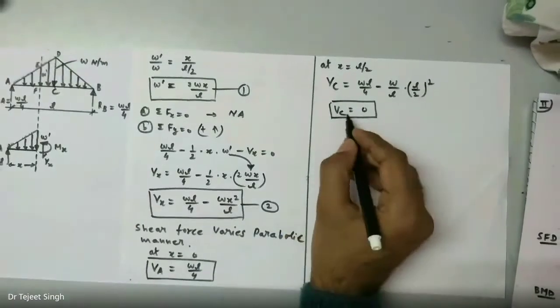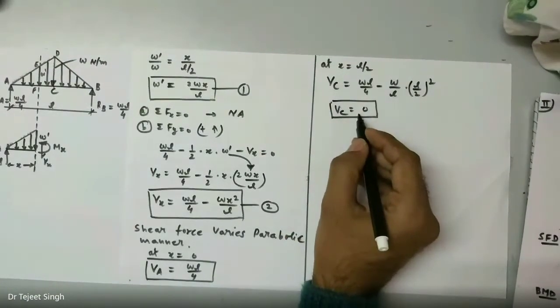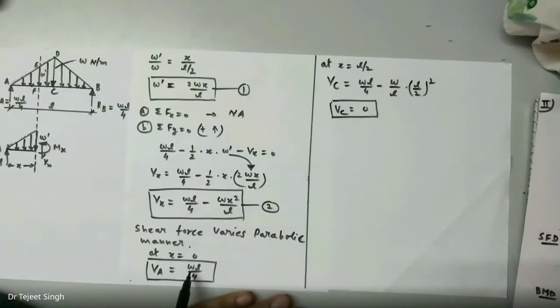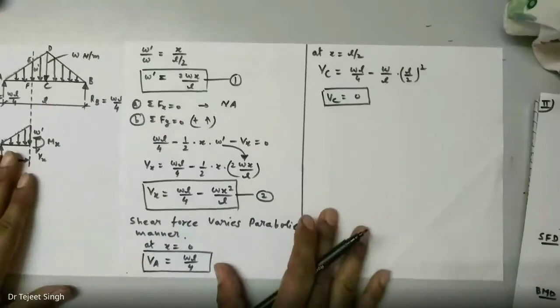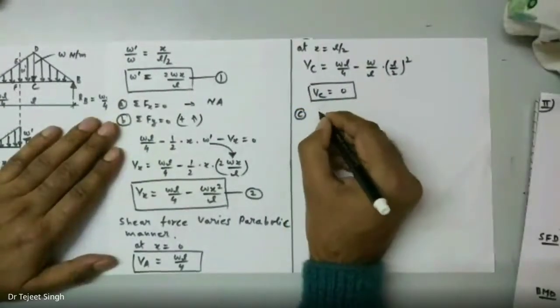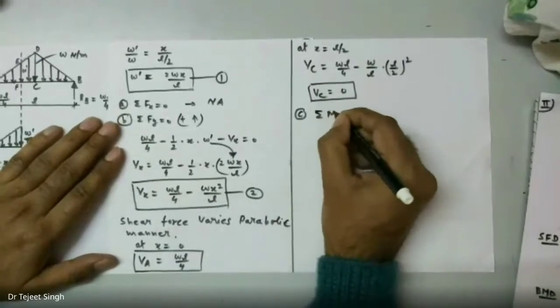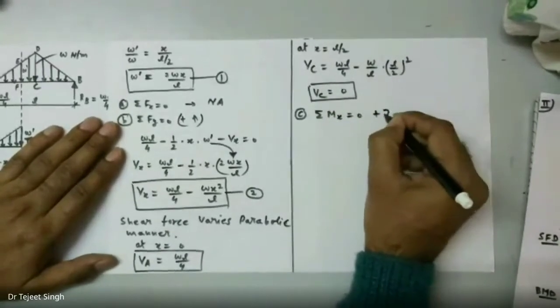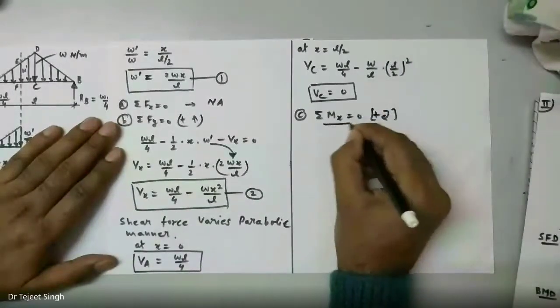So at the center the shear force will be 0, right? And at point A it is WL/4 and it will vary in a parabolic manner. Now I have to calculate bending moment. For bending moment, sum of all the moments about point x equal to 0, पॉजिटिव क्लॉकवाइज.